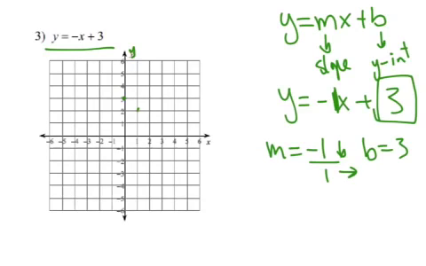So down 1 and to the right 1, down 1 and to the right 1, and I can just keep going with that same pattern. And if I really wanted to, I could go the other way with that pattern. I could make it 1 over negative 1. Then it would be up and to the left. Up 1 to the left 1, up 1 to the left 1, until I get my line. Then remember, we always connect the dots, go beyond them, and draw an arrow, because equations don't stop. Not the ones we're dealing with anyway. Okay? So it's as simple as that.